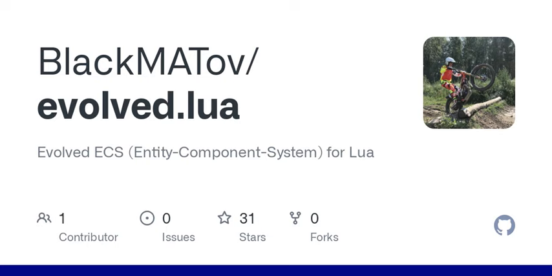That sounds efficient. So, how does evolved.lua optimize memory usage to minimize garbage collector pressure? Great question. By storing components in contiguous arrays and using chunks, we can efficiently filter through data without excessive allocation.